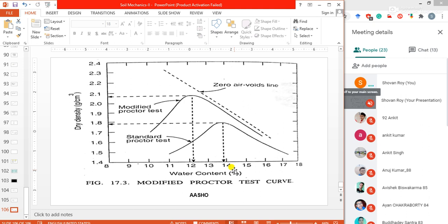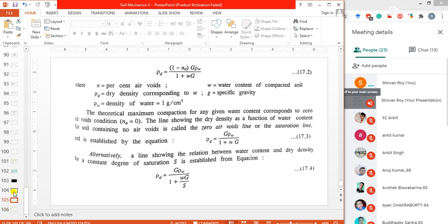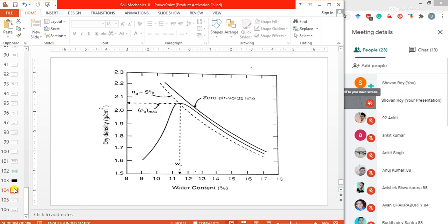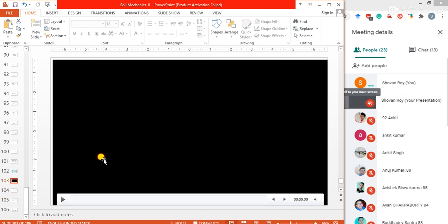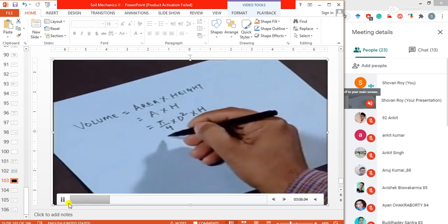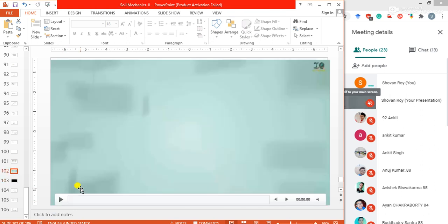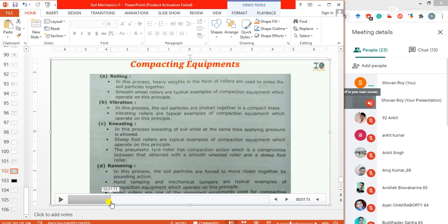Now we have to study the field compaction methods. Field compaction methods. Already I think you have seen some video in an earlier class.